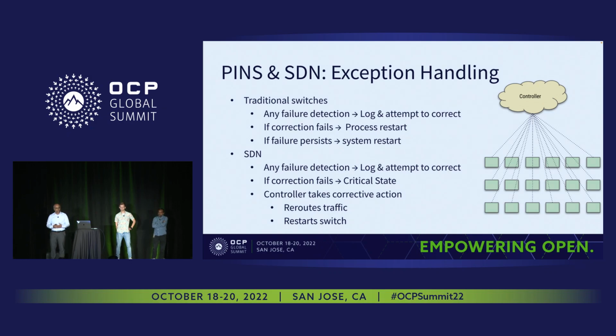But if correction fails, rather than do process or system restarts, which may disrupt the network, it raises a flag and says, I'm at a critical state now, and sends this communication to the controller. The controller can then take corrective action of rerouting traffic around the switch and then restarting the switch. So this ensures that data plane traffic that was already flowing continues to flow until all the traffic is removed from that switch and the switch is repaired.